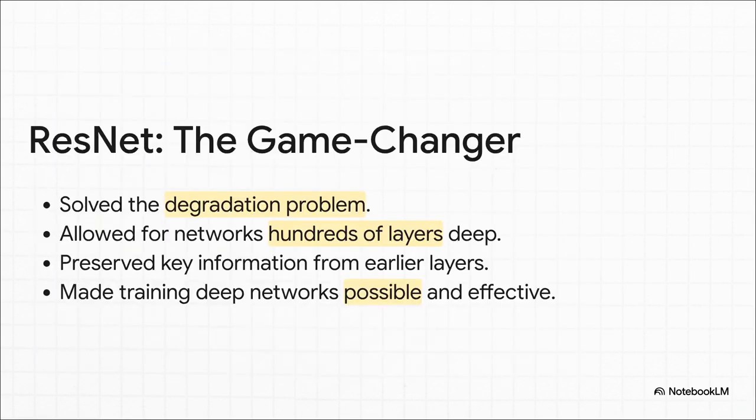This one little idea wasn't just some small improvement, it was a total game changer. It basically solved the degradation problem overnight. All of a sudden, researchers weren't stuck with 20 or 30 layers. They could build networks that were hundreds, even thousands of layers deep. And they actually worked better. This little shortcut was the key that unlocked the true power of deep, deep learning.